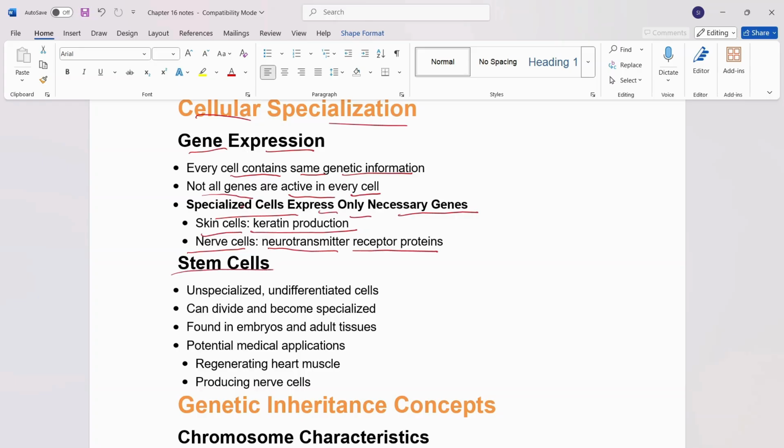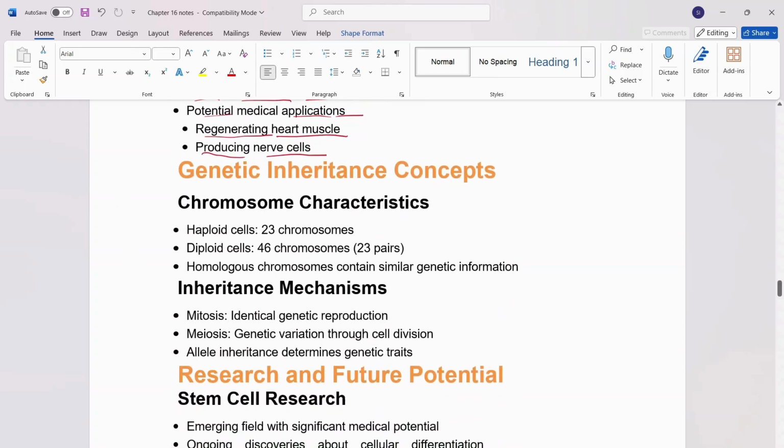Next we have stem cells, unspecialized, undifferentiated cells. They can divide and become specialized, and are found in embryos and adult tissues. Potential medical applications include regenerating heart muscle and producing nerve cells. Next we have genetic inheritance concepts and chromosome characteristics: haploid cells have 23 chromosomes, diploid cells have 46 chromosomes.